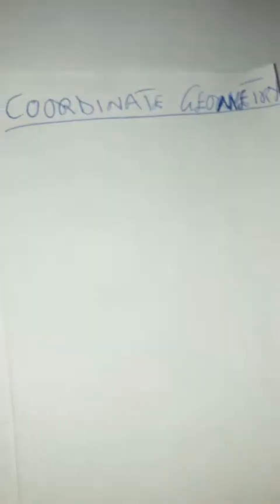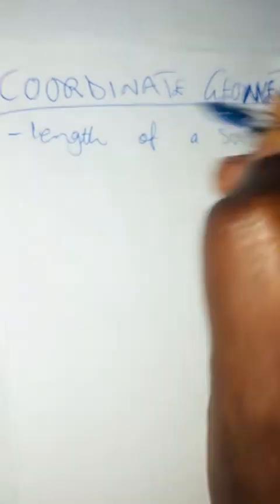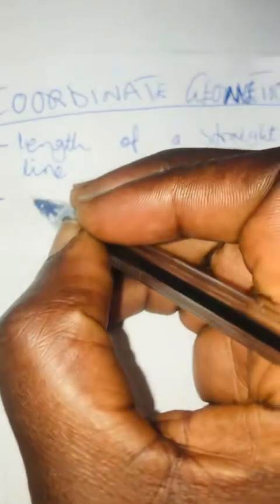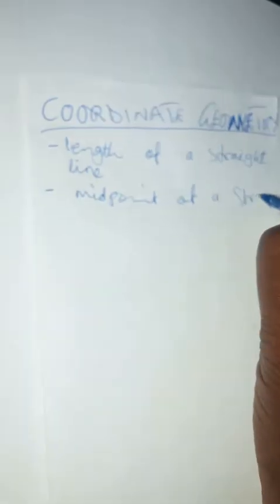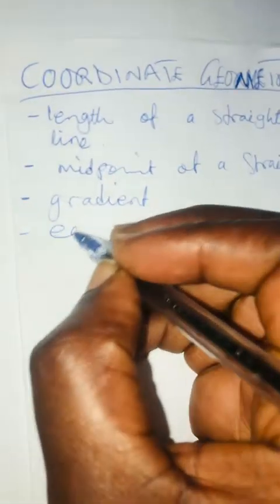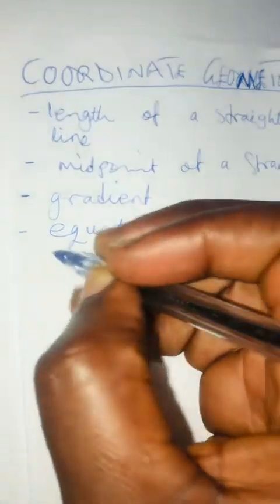Coordinate geometry. Under this topic, we look at the length of a straight line or distance, of course, between 2 points. Then you can look at the midpoint of a straight line. You can look at the gradient and the equation of a straight line. In this video, we'll look at the length and the midpoint.